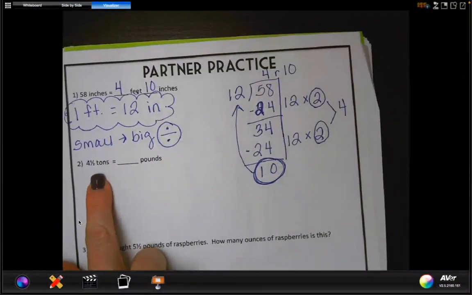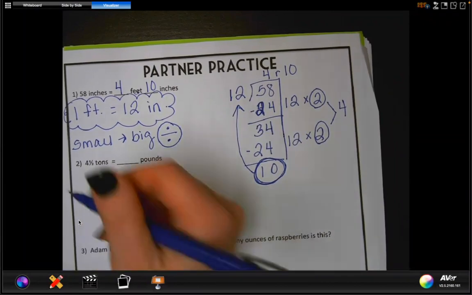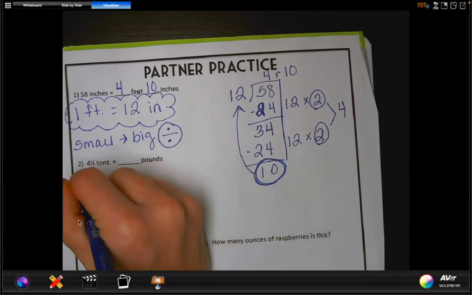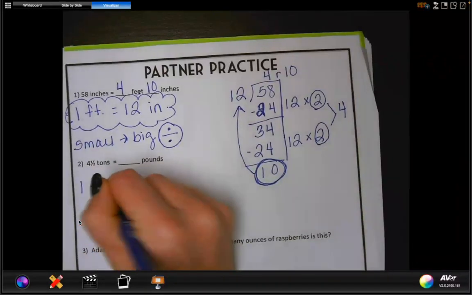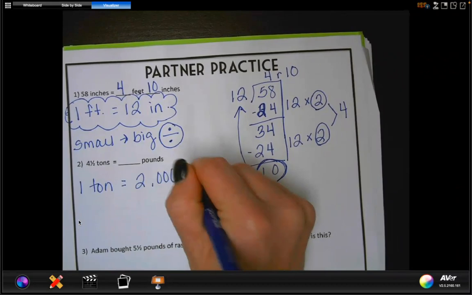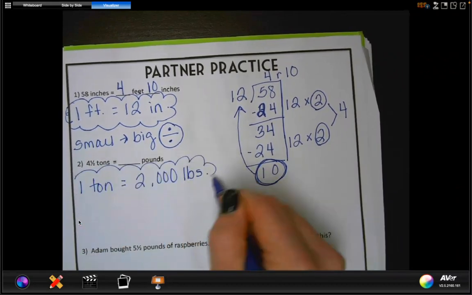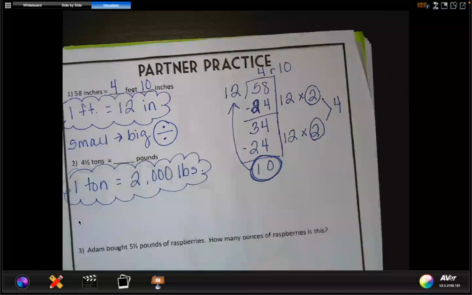So question number two, we've got 4.5 tons and we want to convert that to pounds. So our conversion rate here, I'll go ahead and tell you, is going to be 1 ton equals 2,000 pounds. So now, are we going big to small or small to big?